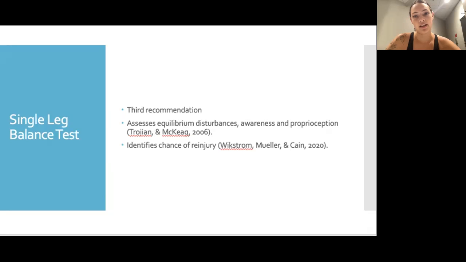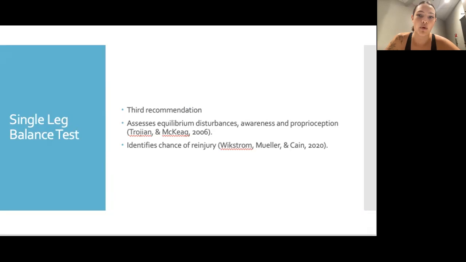This non-invasive fitness test assesses equilibrium disturbances by assessing the amount of body sway. So this fitness test has been highlighted due to the correlation between a reduction in proprioception after acute ankle sprains and risk of re-injury. Using this test will allow the assessor to analyze if there are any reductions in Ben's awareness and proprioception, as well as just his balance as well.